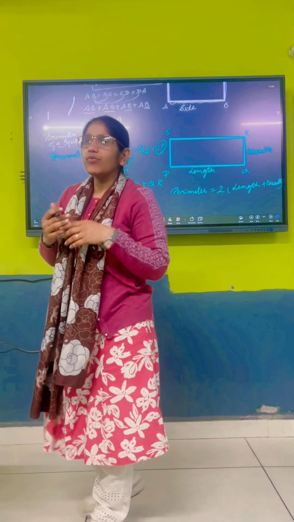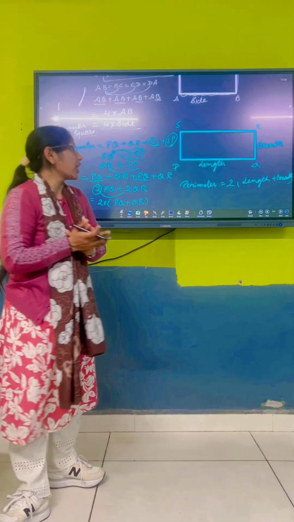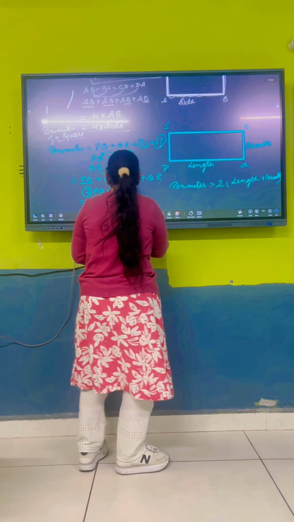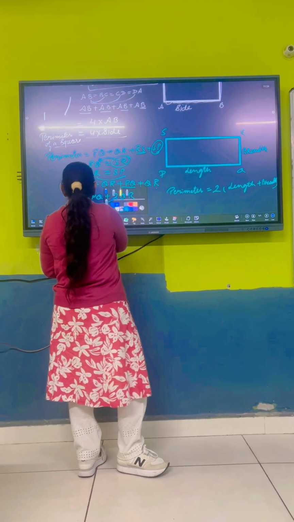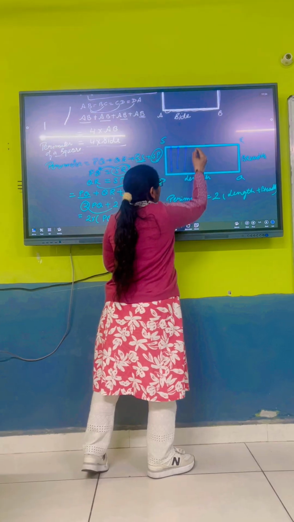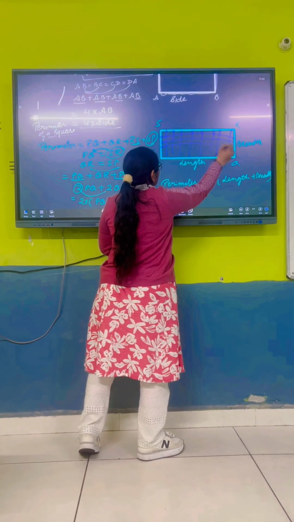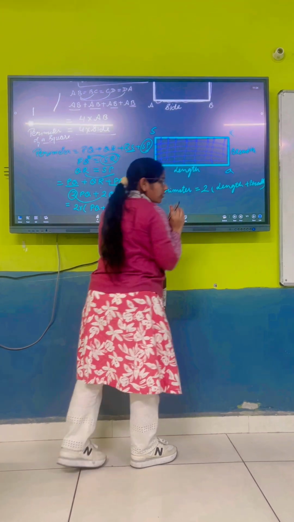After finding the perimeter, we have to find the area of that figure. So what is the area? Area is the region bounded within the figure.